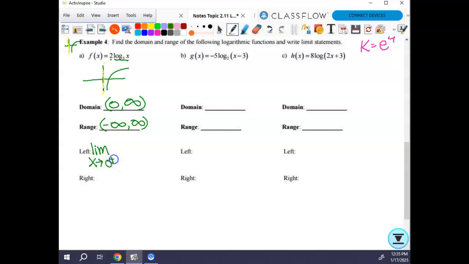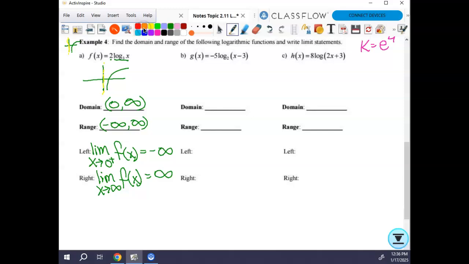The limit from the right of f of x equals what? Negative infinity. Good. And then the limit as x approaches infinity of f of x equals what? Infinity. Any questions about that? We good on those? Or on that one? Okay.